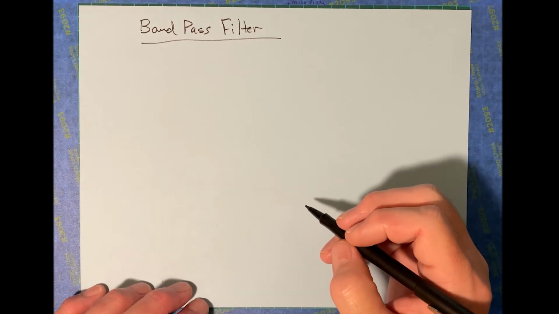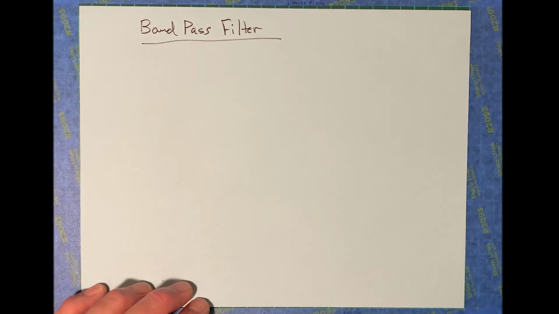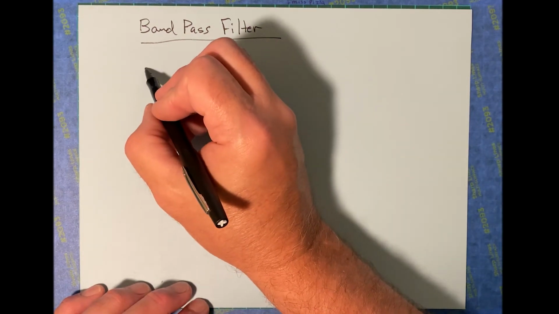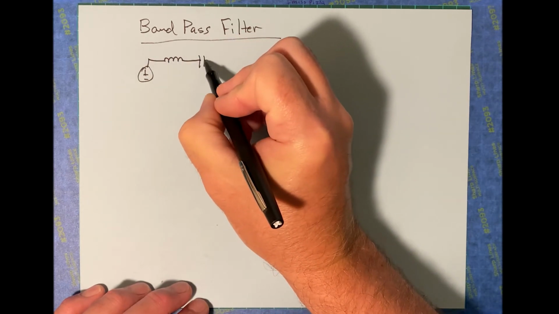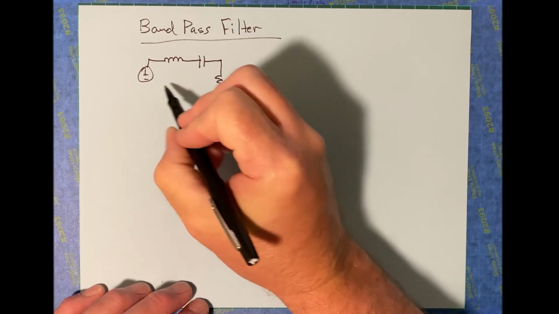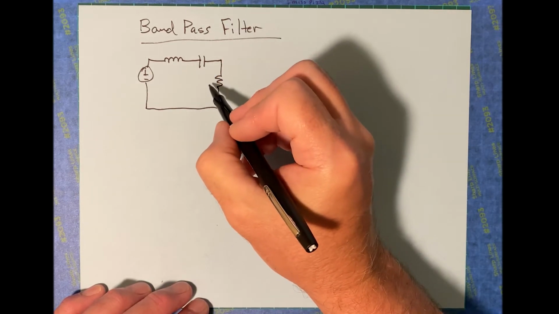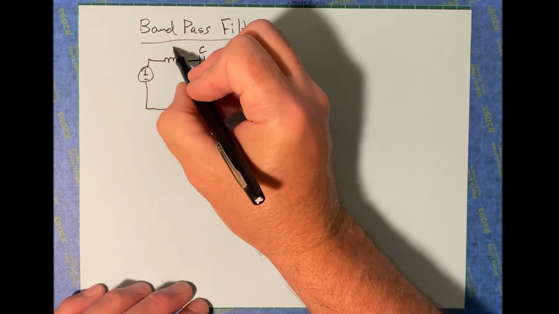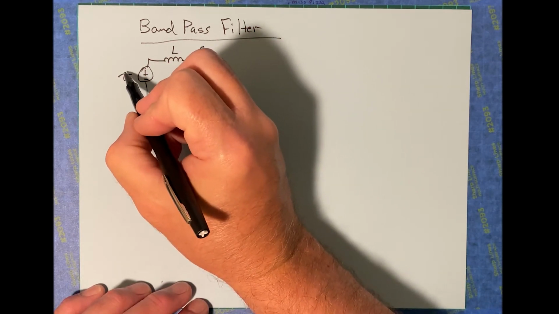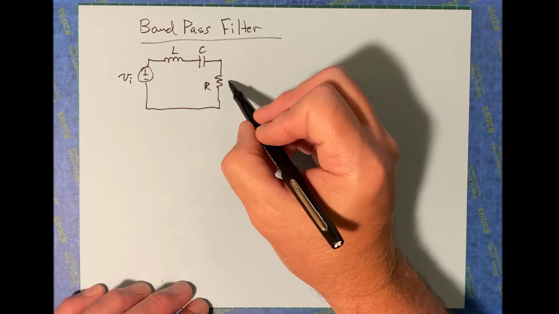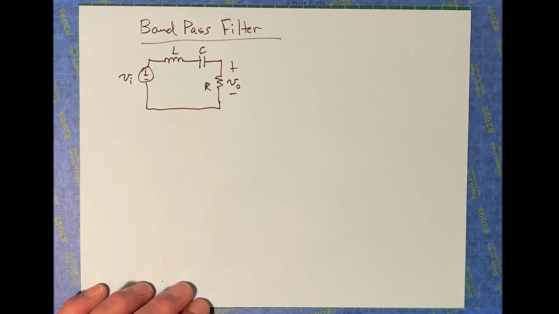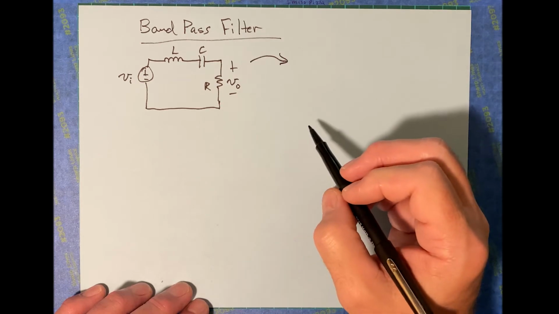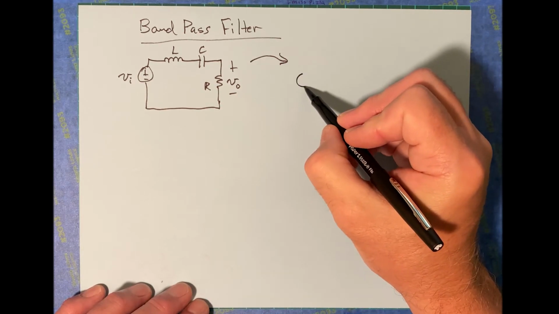So we're going to talk about band pass filters. And for this one, we're going to need to put all three components, R, L, and C, together. So we'll start off with this configuration. Here's our R, capacitor, inductor, input source, and what we're going to do is measure the output across the resistor here. Okay, first thing we're going to do is transform into the frequency domain.